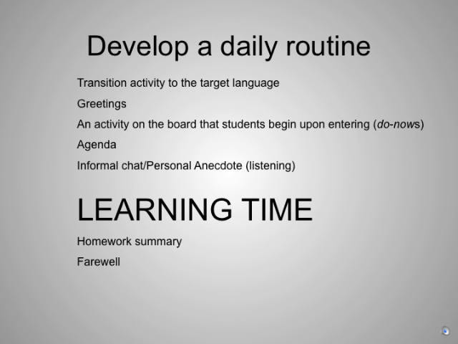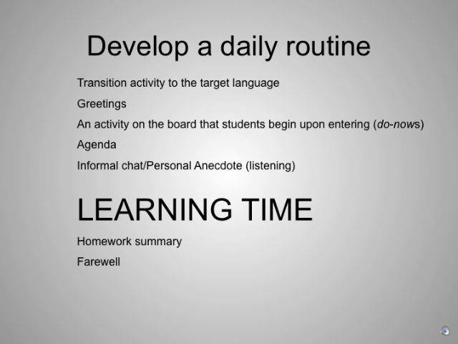develop a daily routine. As soon as the students enter the class, you have to help them transition into the use of the target language. How can you do that? Greetings in that target language, perhaps having an activity on the board that students begin upon entering, a kind of do now, will help the students begin to be thinking in that language.